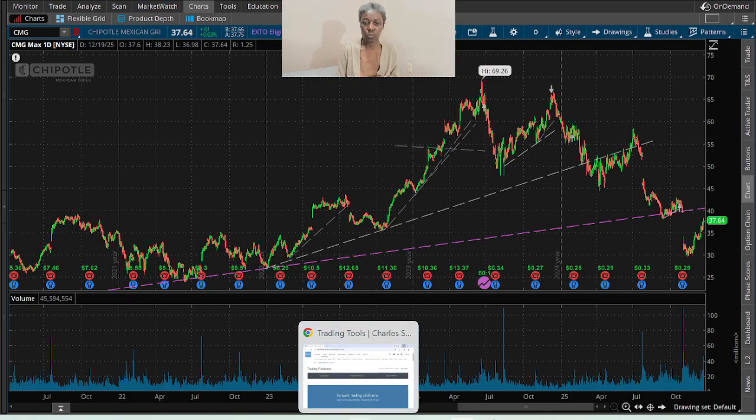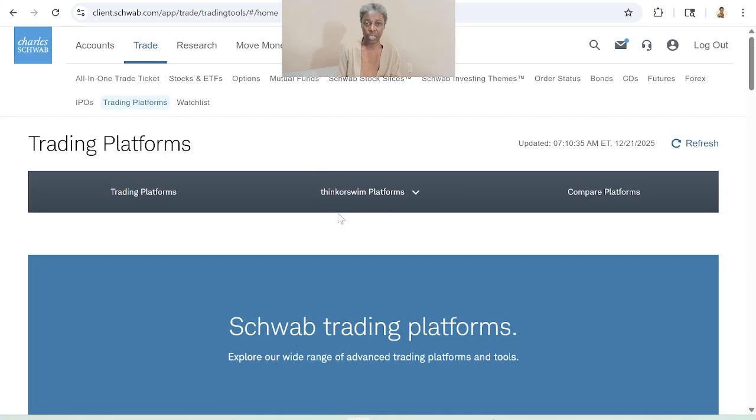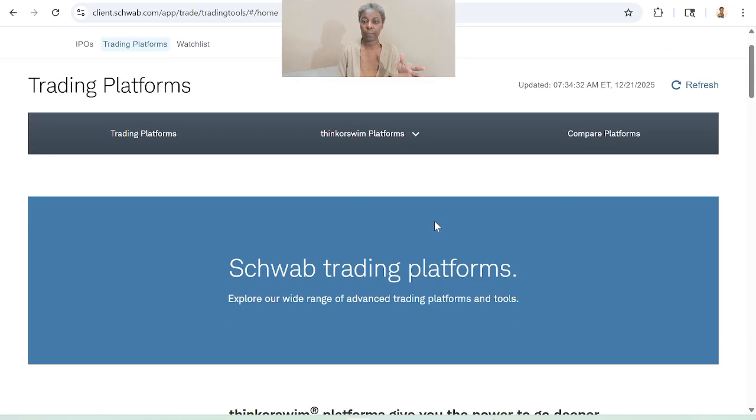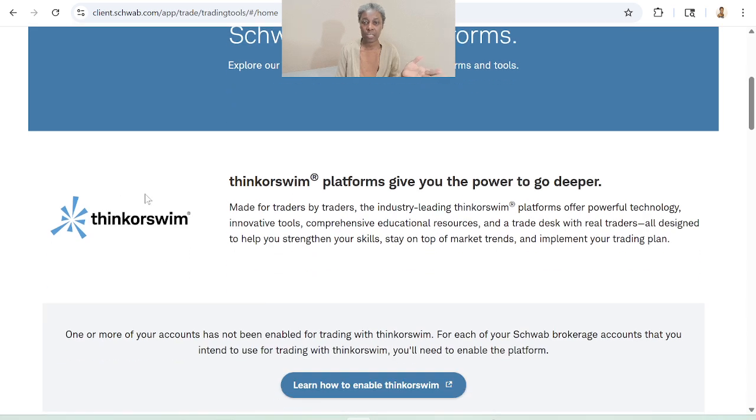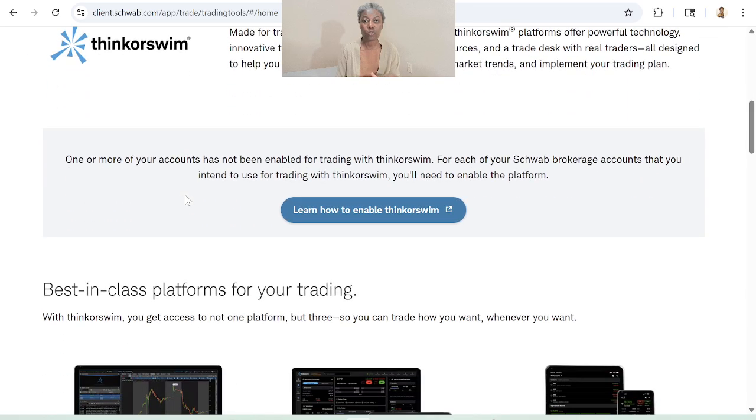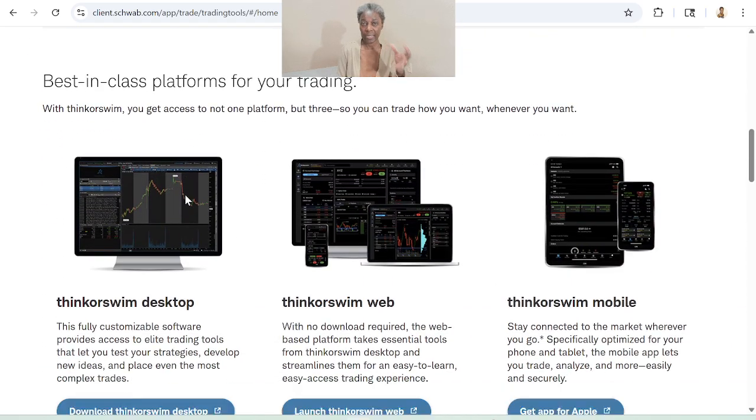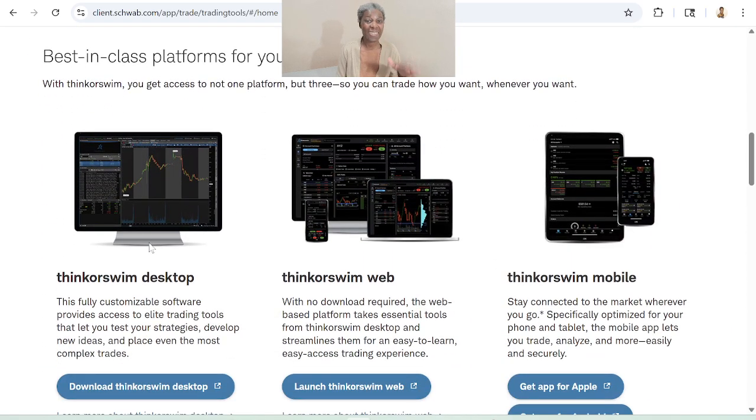So when I go to my Schwab account here, under trade, you have trading platform. You'll be able to see the platforms they have. Thinkorswim came from TD Ameritrade and got incorporated into Schwab. And that's what I'm using. I'm using the desktop version. They have the mobile version. They have the web version.